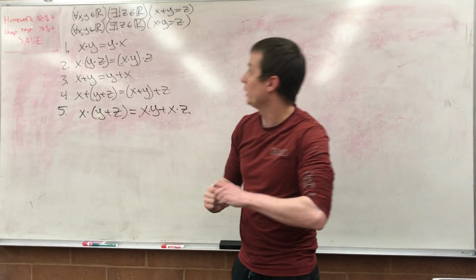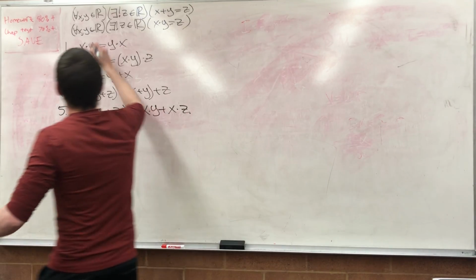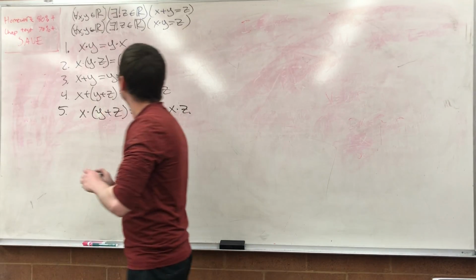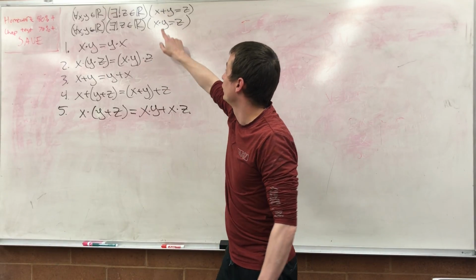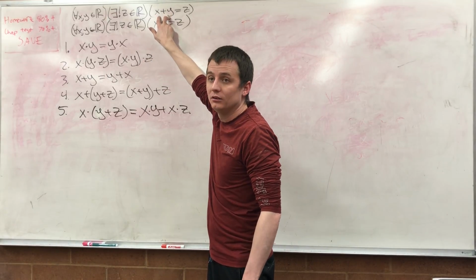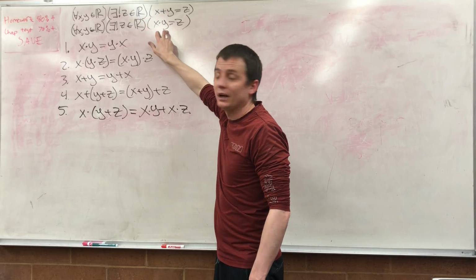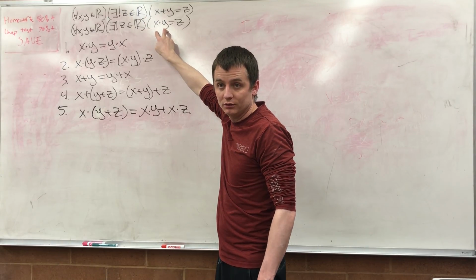Okay, so we're going to assume that we have two operations, plus and times, such that, first off, when you add two numbers together, it always gives you a real number. When you multiply two numbers together, it always gives you a real number.